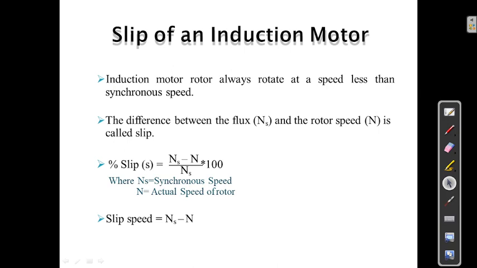Then the slip of the induction motor. An induction motor always rotates at a speed less than the synchronous speed. The difference between the flux speed Ns and the rotor speed N is called slip. The percentage of slip can be written as Ns minus N divided by Ns into 100, where Ns is the synchronous speed and N is the actual speed of the rotor. So the formula for slip is Ns minus N divided by Ns into 100.